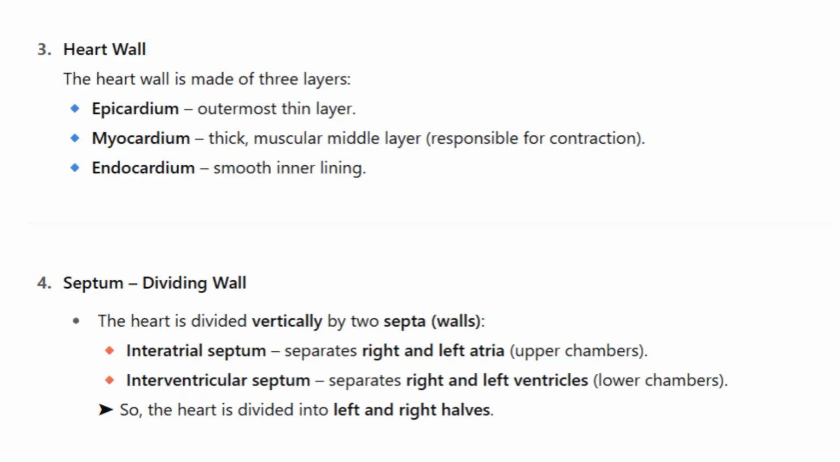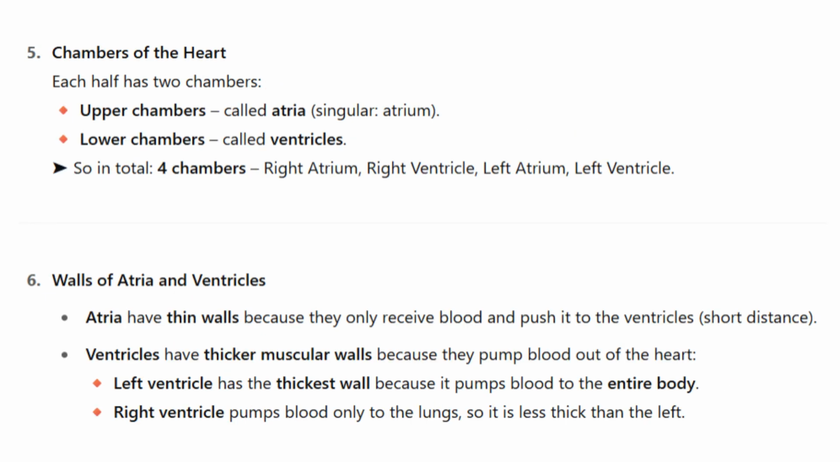So, the heart is divided into left and right halves. Chambers of the heart. Each half has 2 chambers. The upper chambers are called atria, singular atrium. The lower chambers are called ventricles. So in total, 4 chambers: right atrium, right ventricle, left atrium, left ventricle.